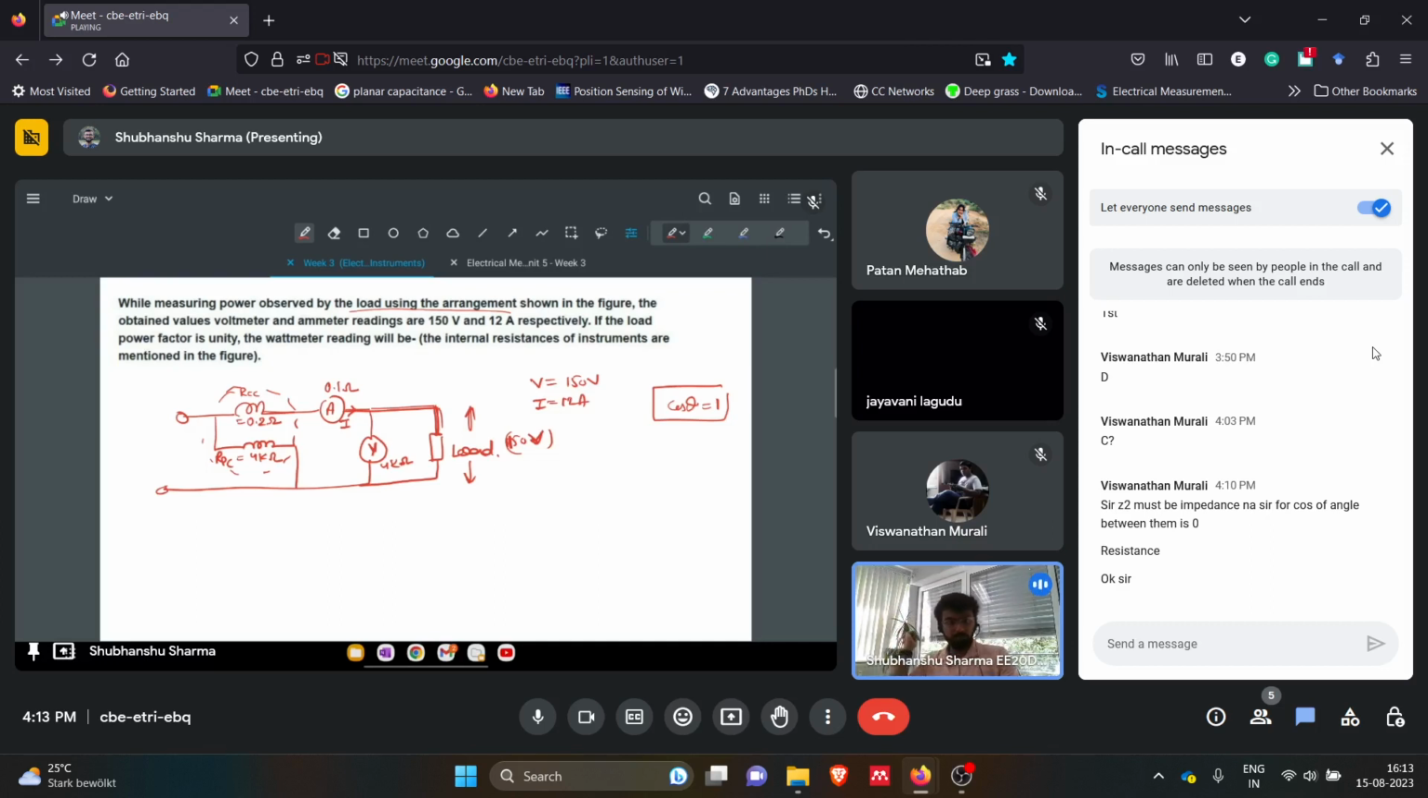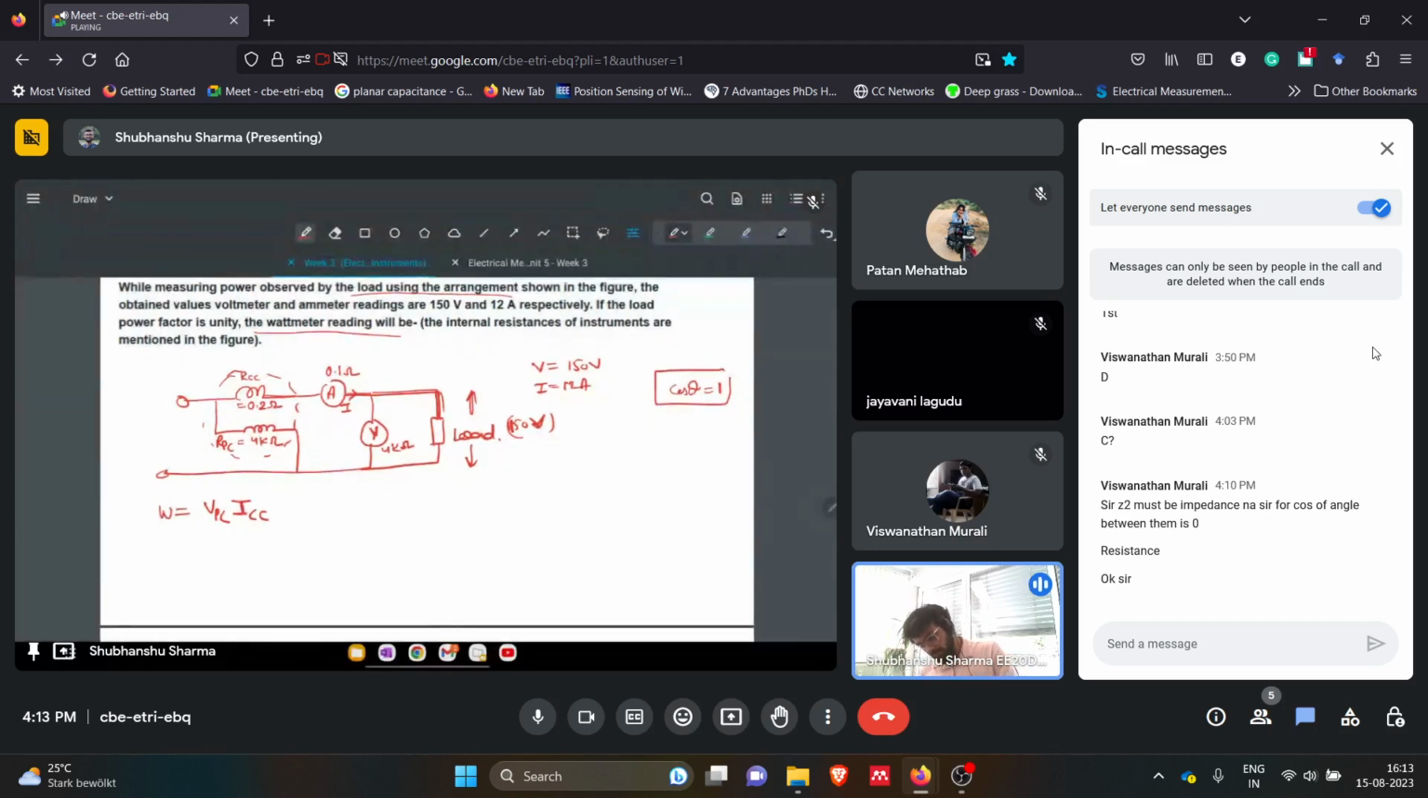So now you have to answer this. They are asking for the wattmeter reading. Just remember, don't be afraid of whatever the connections of that wattmeter are. Just focus on the voltage across the power coil times the current through the current coil. Just focus on that, and you will get the answer for any type of configuration.